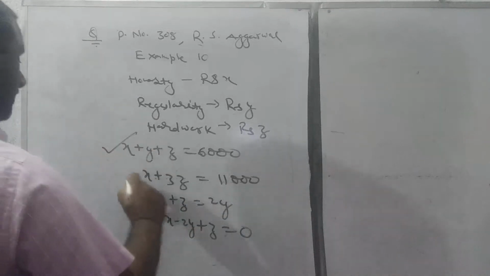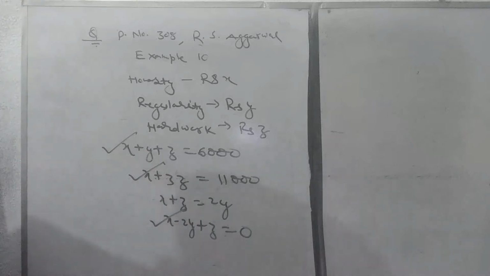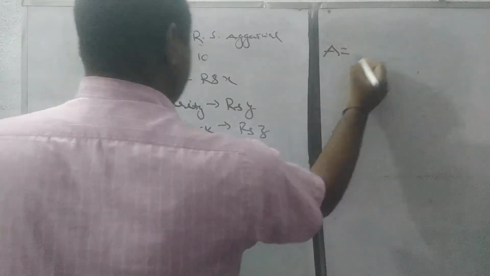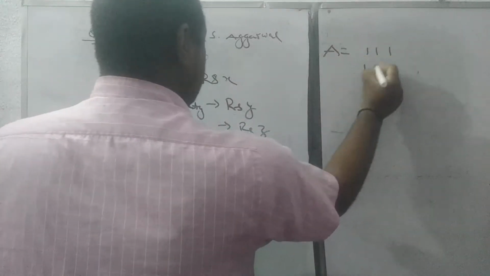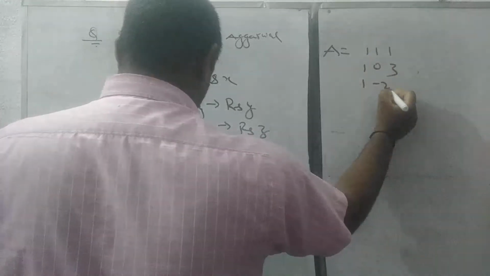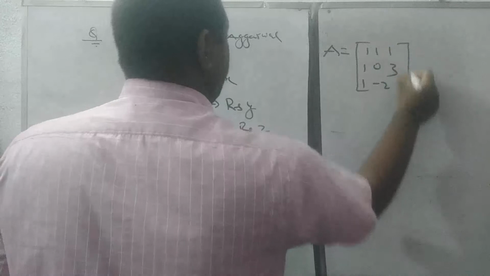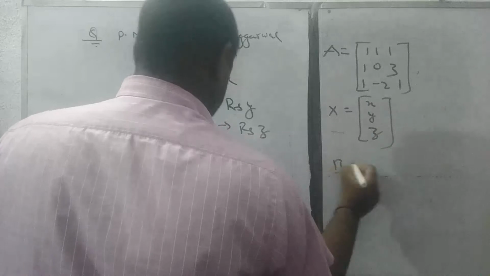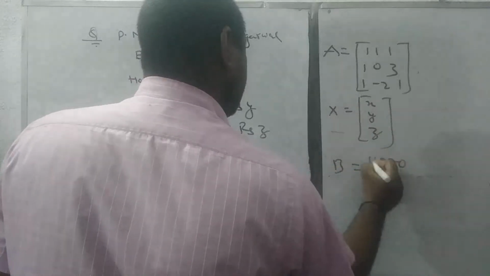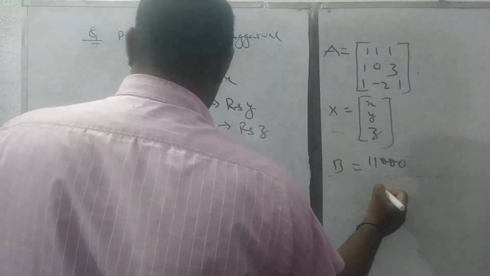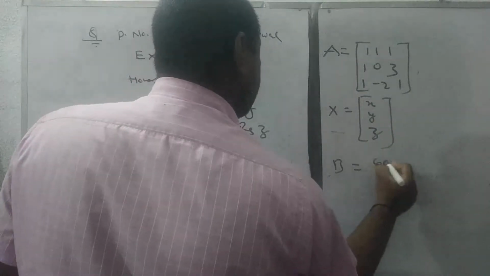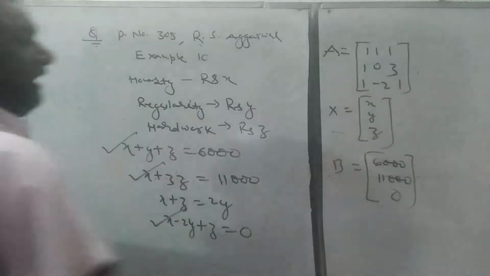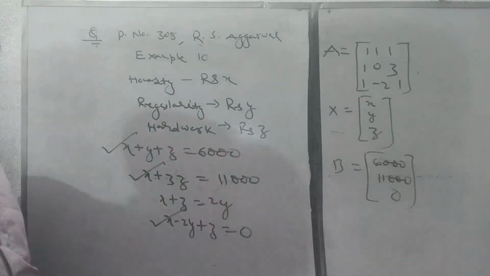So this is the first equation, this is the second equation, and this is the third equation. How can you write the value of A here? The value of A is 1, 1, 1, then 1, 0, 3, then 1, minus 2, 1. This is the value of A. The value of X is x, y, z, and the value of B is 6,000, 11,000 and 0. And you can proceed in the previous manner, the way we solved many questions.